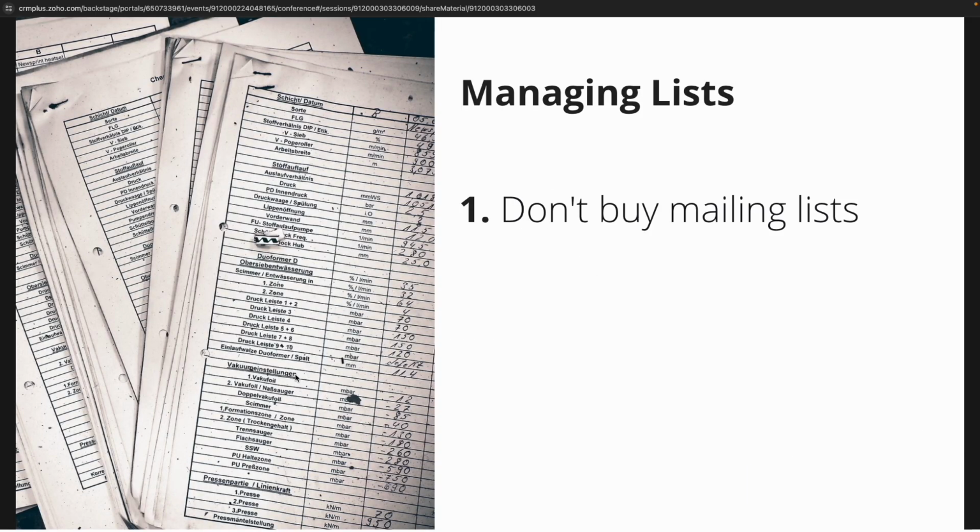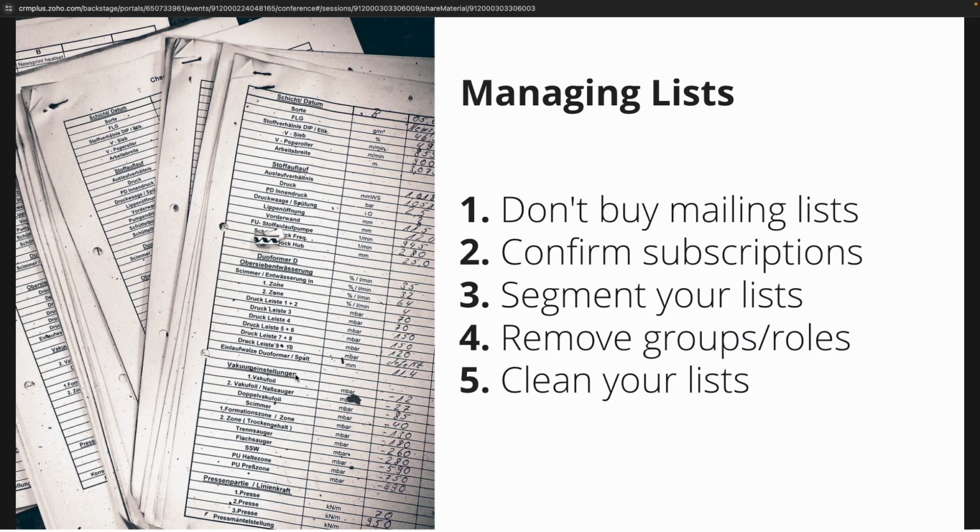Beyond that, managing lists, I talked about this already, but don't buy them. Confirm your subscriptions, segment your lists. Removing groups and roles is a really good one. Groups and roles is like sales@yourcompany.com, right? Who is sales@yourcompany.com? It could be 5 different people that have access to that. How do we know it's actually working then?